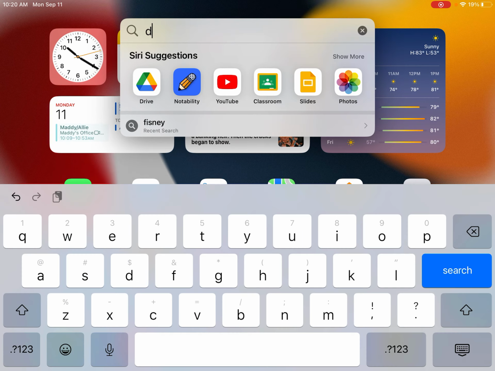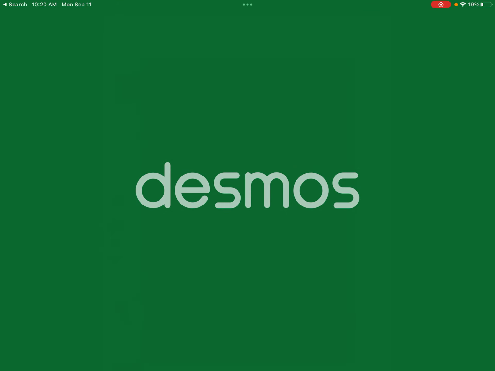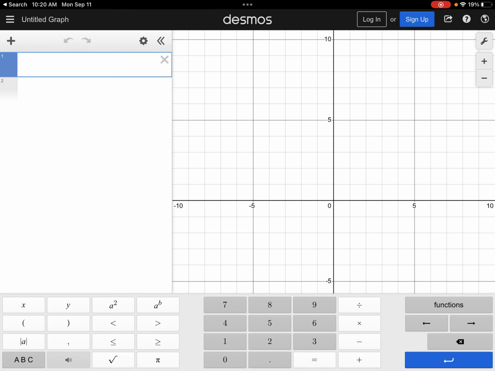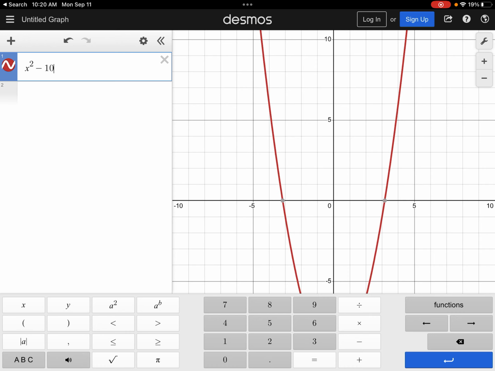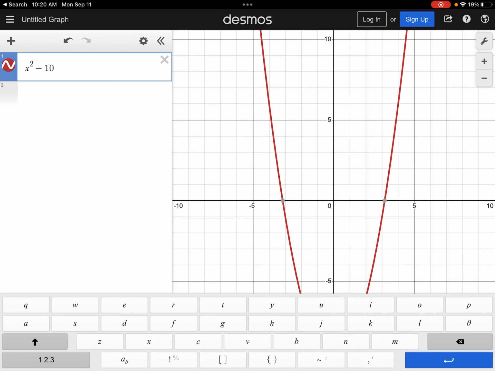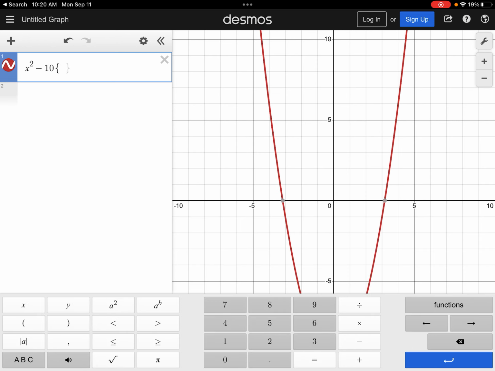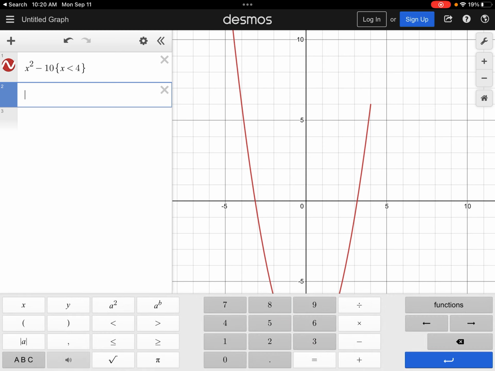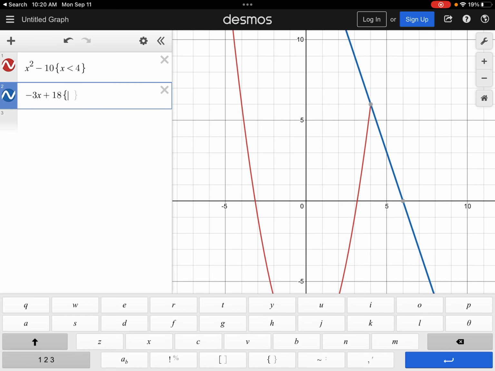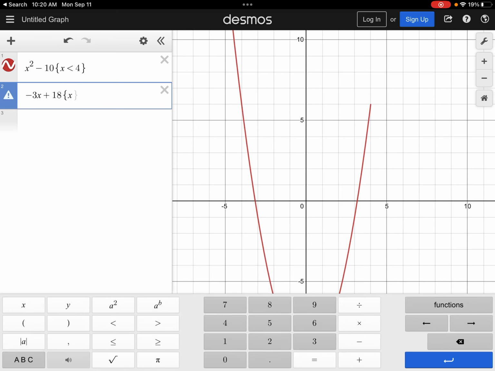So I'm going to go to Desmos real quick. And then I'm going to type in x squared minus 10. And then the way that you do a domain is you put brackets. And then this is for when x is less than 4. And then negative 3x plus 18 when x is greater than or equal to 4.